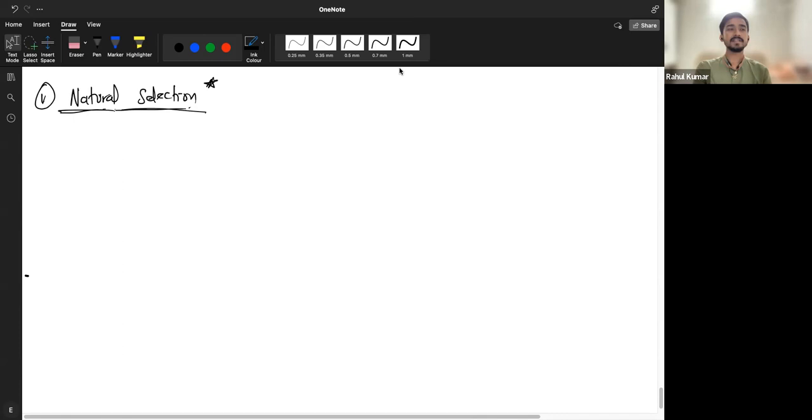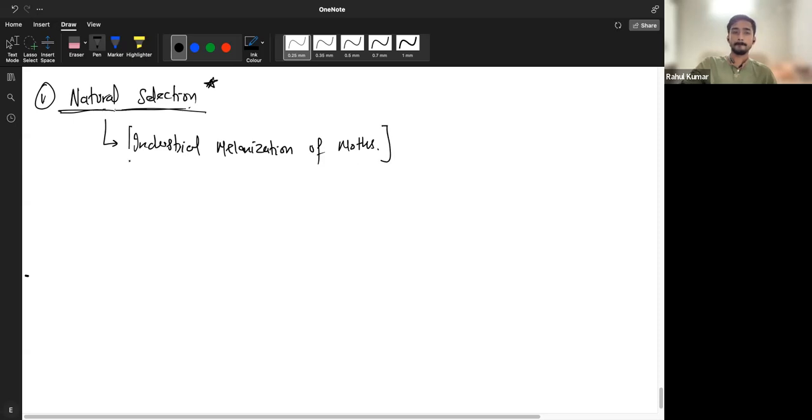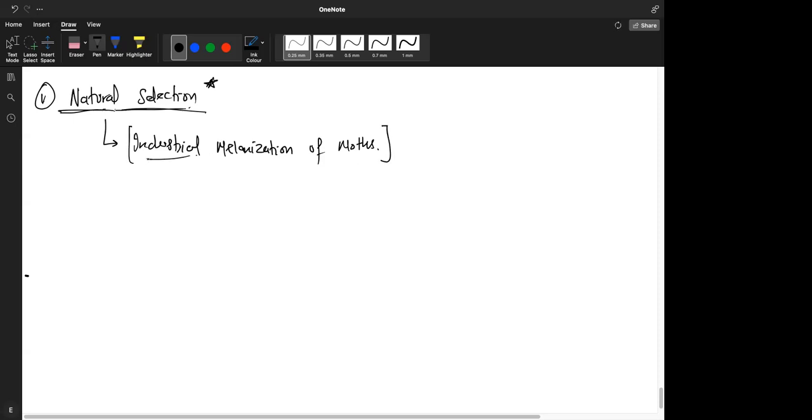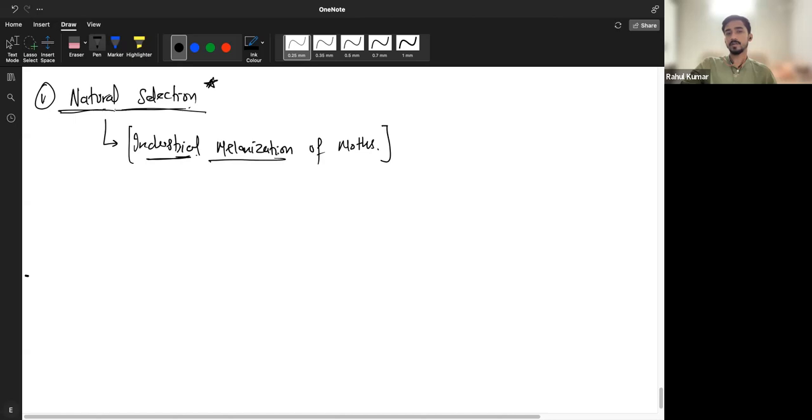So how it happens is, let's say the stressor, for example, this example comes from England and it's known as industrial melanization of moths. You know what moths are, all of you? Yes. They do look like butterflies, but they're not butterflies, okay?